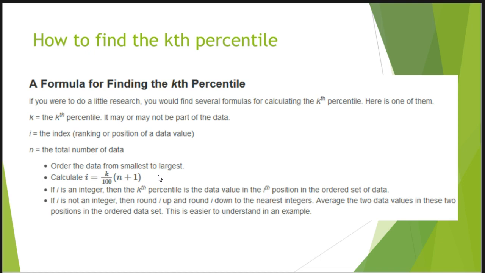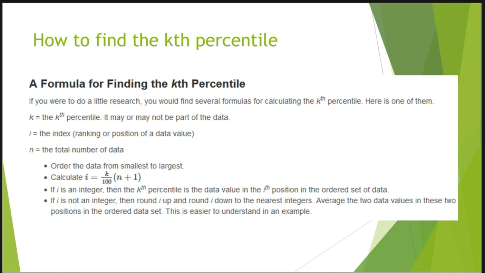If i is an integer, then the kth percentile is the data value in the ith position in the ordered set of data. If i is not an integer, then we're going to round up and round down to the nearest integers. Then we have to average the two data values in those two positions in the ordered data set. This is easier to understand in the example on the next page.